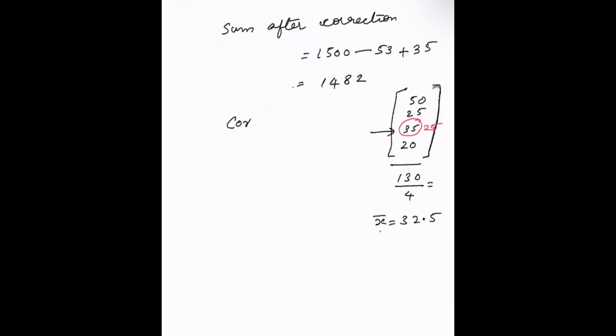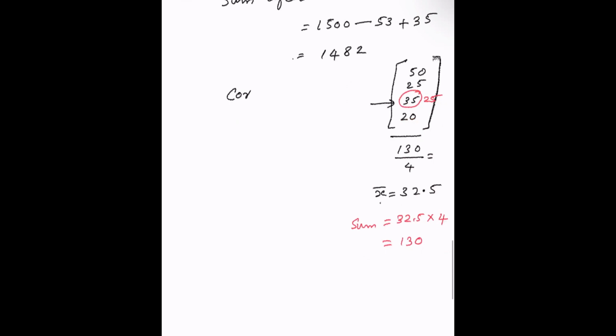Correction is done by a simple step. That is, find the sum first. 32.5 into 4. That's how I calculate the sum, right? So do that, find it out. I know the answer is 130. To that 130, what will I do? I need to find the corrected sum. What is the corrected sum? Corrected sum would be 130 minus 35.